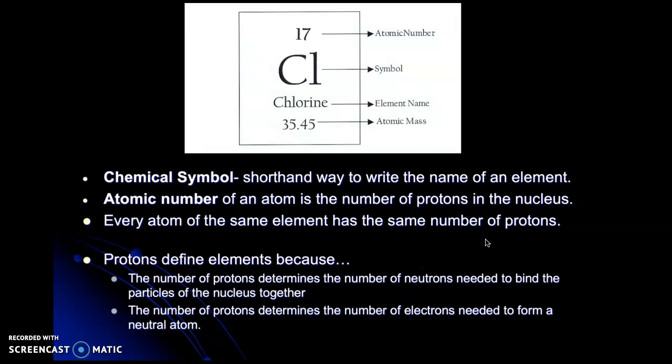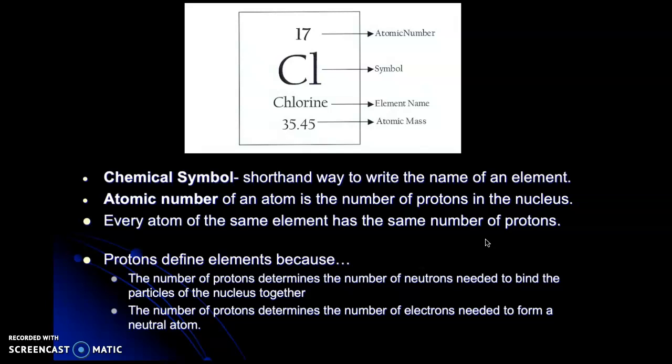So here's why protons are really important. They define elements. Look at that last big bullet point. Protons define elements because here's what happens. The number of protons determines how many neutrons are needed to hold the nucleus together. Because guess what? Those protons are all positively charged and they're trying to get away from each other. The only way that you can get them in close proximity is to have something called the strong nuclear force, which neutrons provide, and that holds the nucleus together. So the proton number determines the number of neutrons, and then the number of protons determines the number of electrons needed to form a neutral atom.